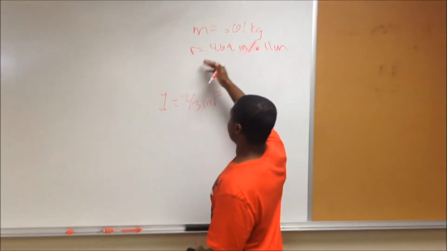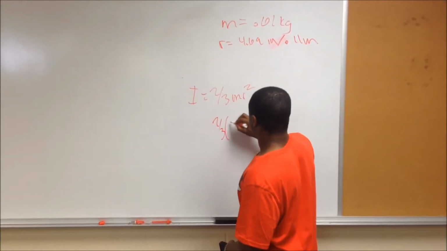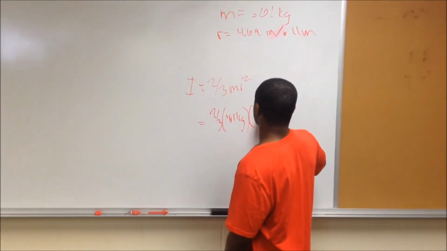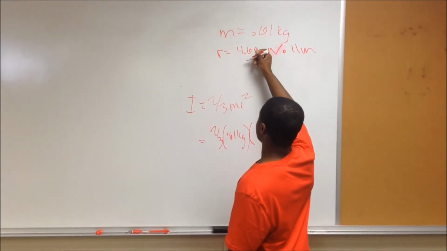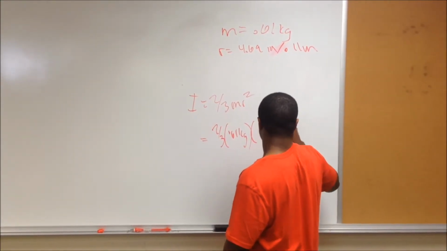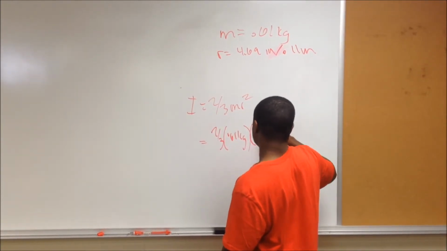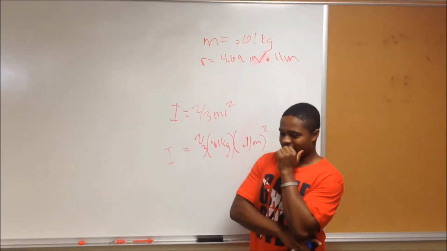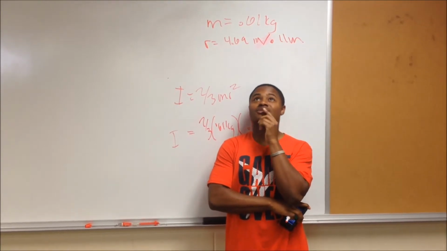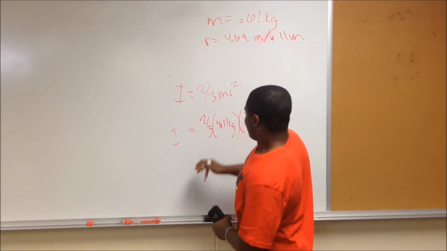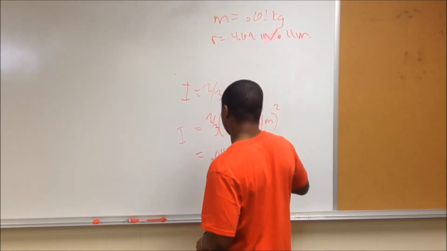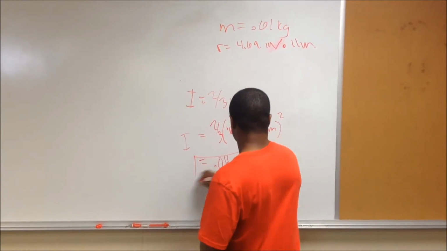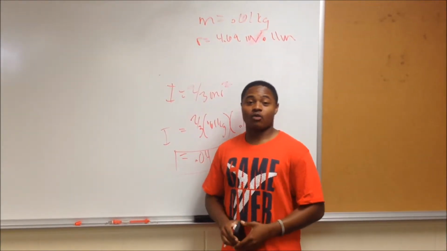We can now plug in the mass. And we can also plug in the radius. We had to convert the inches to meters, which is 0.11 meters. Using my super mathematical skills, we calculate that I equals 0.04 kilograms times meters squared. This is the resistance that I have to overcome to get my shot off.